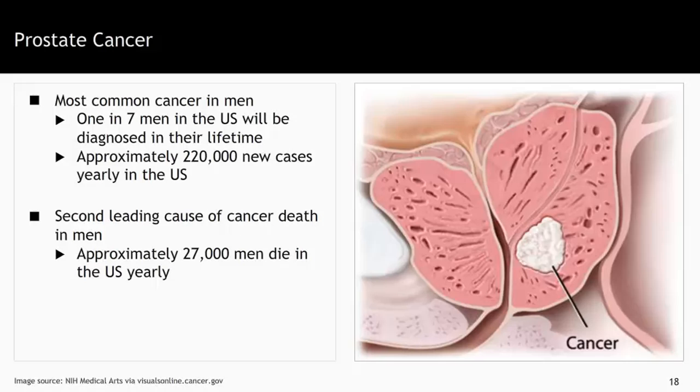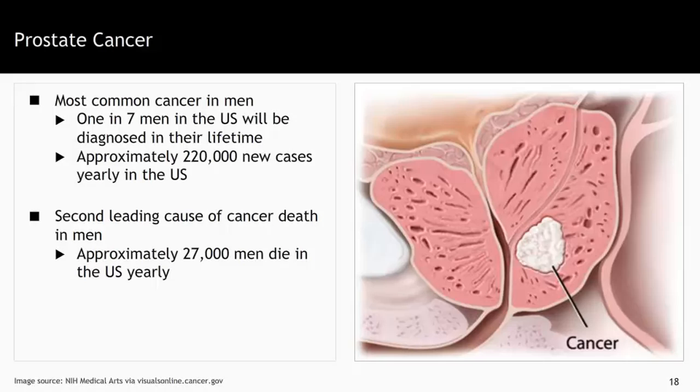Approximately 222,000 new cases in the U.S. this year, and it's the second leading cause of cancer death in men, with approximately 27,000 men dying in the U.S. every year. Again, just like with breast cancer, notice the difference in diagnoses versus death.